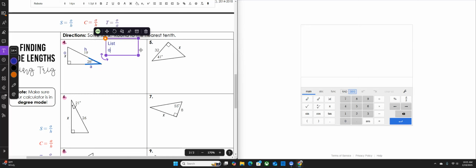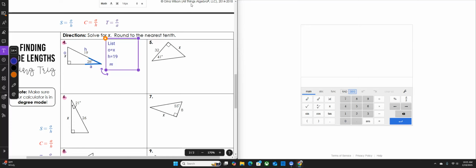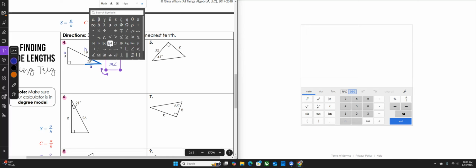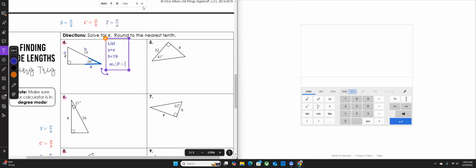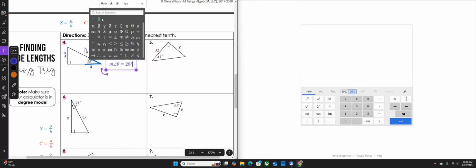We know that O is x, H is 19. And again, I'm going to use the equation editor, but I'm going to use the one up here so that I can say the measure of angle. You can either type out angle like I did, or it is right here. And then I'm going to put theta, which is this one right here. I'm going to close my symbols. And we know that it is going to be 28 degrees. Notice again how as I use them, they show up here.